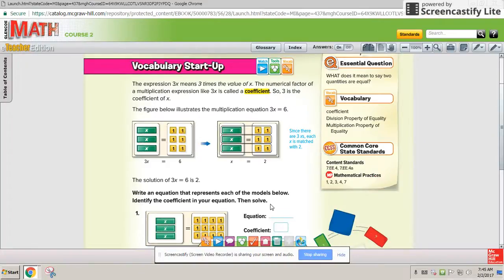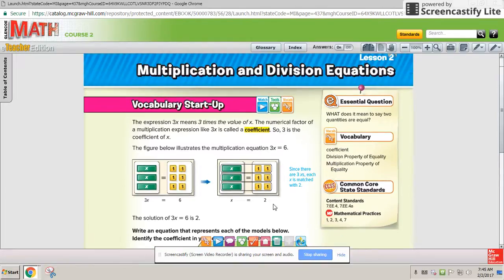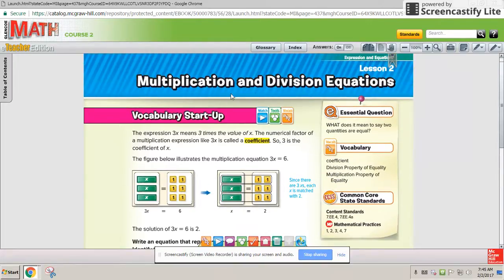Okay, please turn to page 447. This is lesson 2, multiplication and division equations.